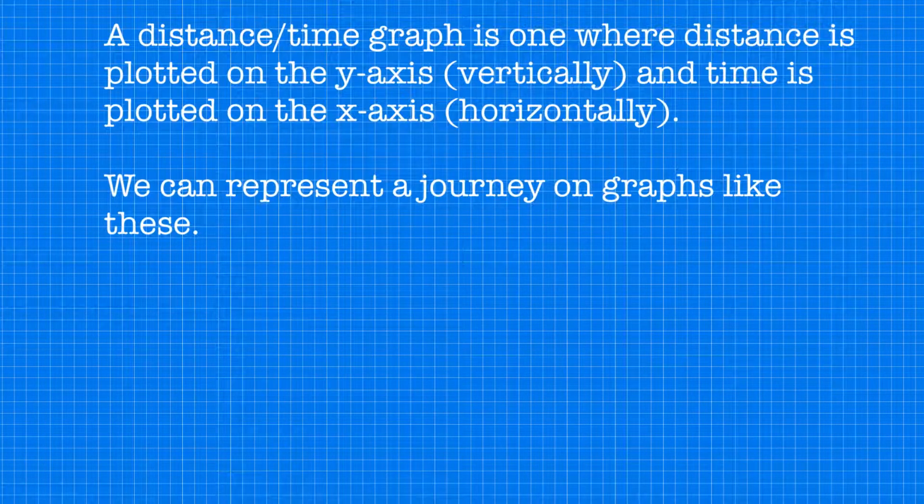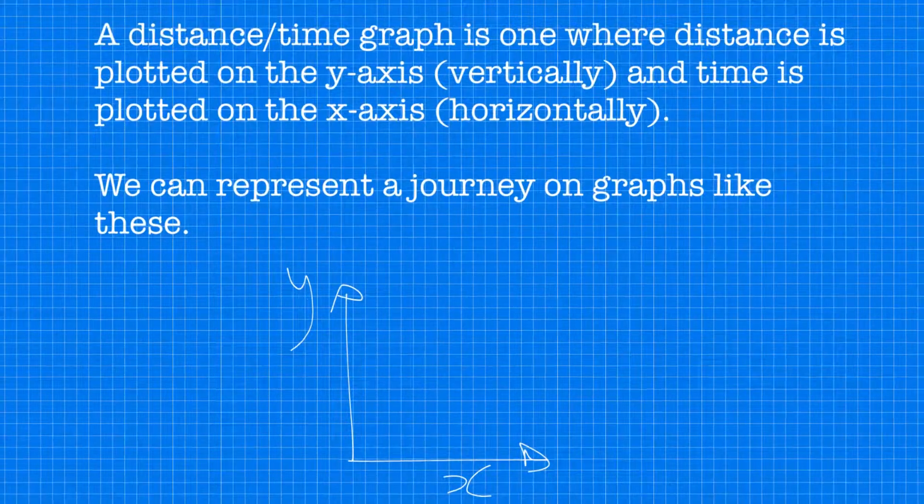The next stage of this lecture is to look at distance-time graphs. A distance-time graph is one where distance is plotted on the y-axis, so that is the vertical axis, and time is plotted on the x-axis, that is the horizontal axis. Now we can use these graphs to actually represent a journey, and we're going to look at one now and how we can calculate different things from looking at different aspects of the graph.